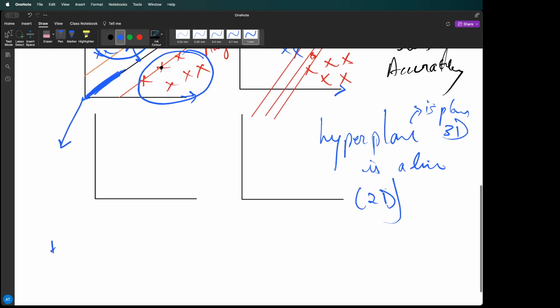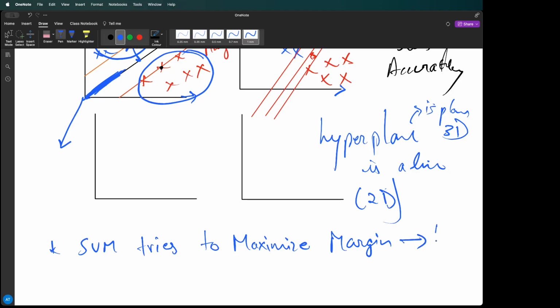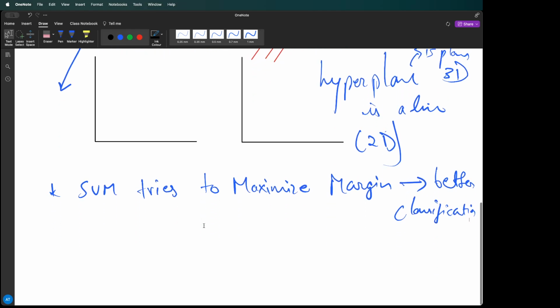One more point: SVM seeks to increase the margin as much as possible. It tries to maximize the margin. For what? For better classification, not accuracy, classification, right? Then we can come to something known as support vectors. Hold on tight. I'll go once again over all the topics, so don't worry. Okay. Support vectors.